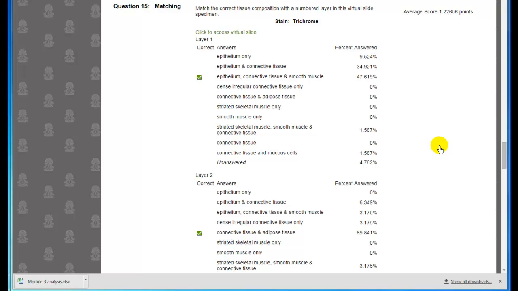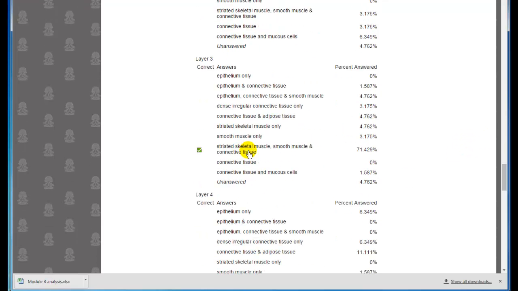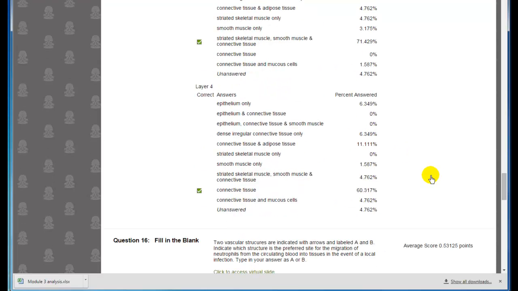Okay, question 15. You were presented actually with a segment of the GI tract, and it was actually esophagus. And we didn't ask you to identify the GI tract. We asked you to identify the tissues in the described areas that we indicated. And the correct answer for layer 1 was epithelium, connective tissue, and smooth muscle, and that's the mucosa. For layer 2, it was connective tissue and adipose tissue. For layer 3, it was striated skeletal muscle, smooth muscle, and connective tissue. And for layer 4, it was just connective tissue.